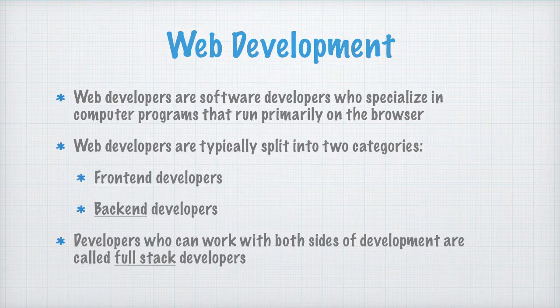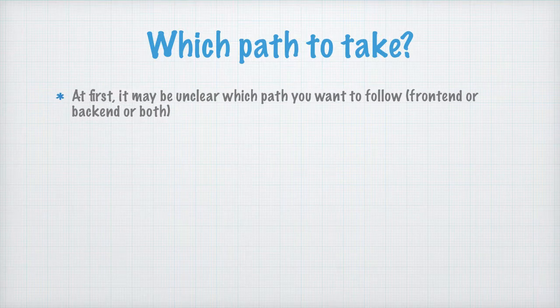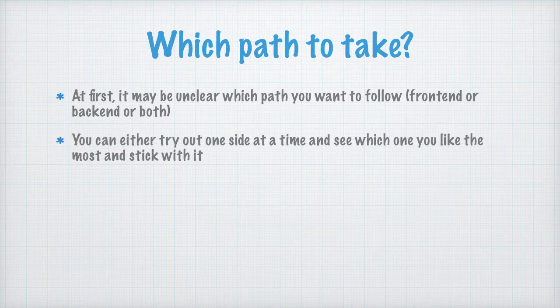Now, let's talk about which path you're going to take. You may not know whether you want to become a front-end developer or a back-end developer, or you want to be both as a full-stack developer. So you can try first learning front-end development, see what it's like, and if you don't like it, try back-end development, see if you like it, and then choose one of them, stick with it, and that can be your career.